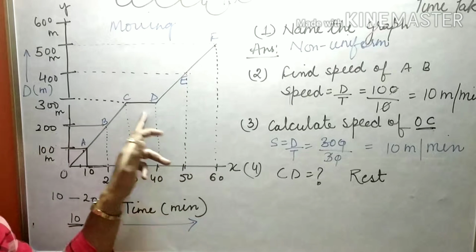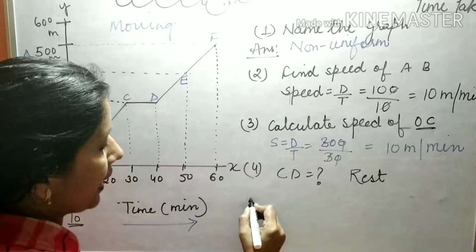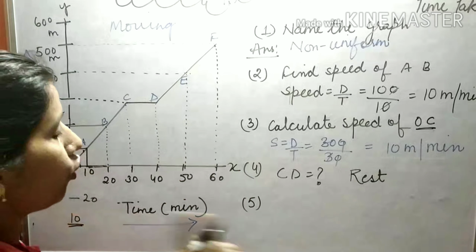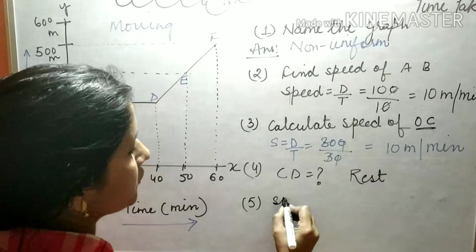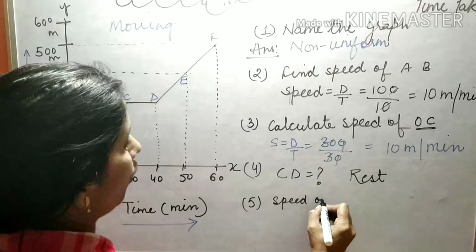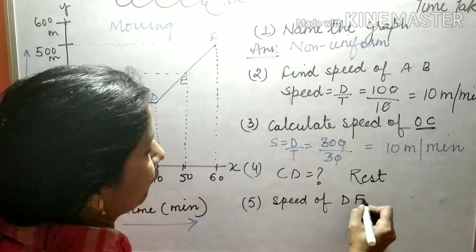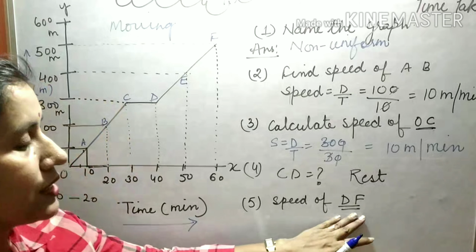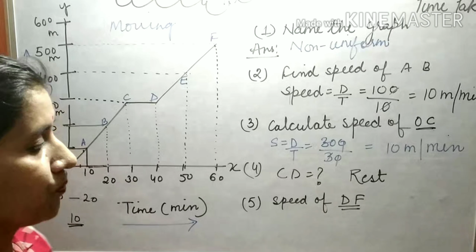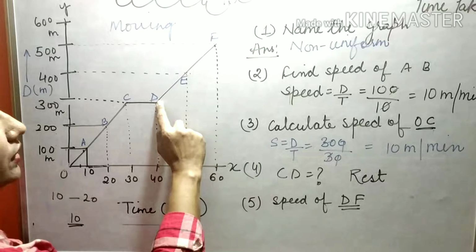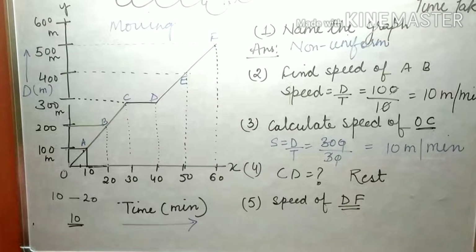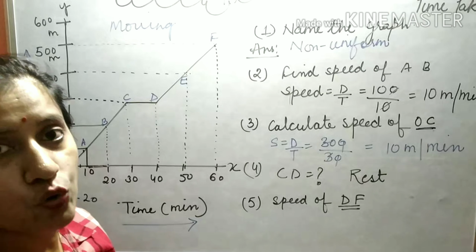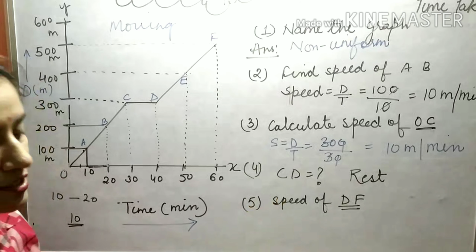Because the object is at rest. Okay, the fifth and the last one that you will do on your own: find out the speed between D and F. You will do this and tell me the answer. So what do we do? Just pause it, do it on your own, and then check the answer from here.